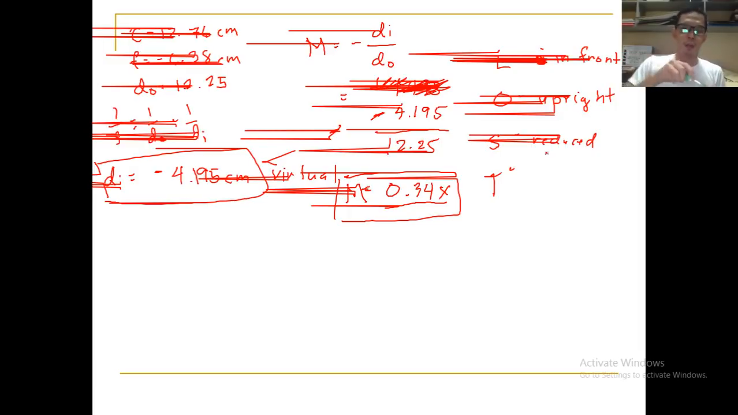Excuse me for that. What is the type of the image? The image is virtual. So there we go. That is the last sample problem for this mirror equation.